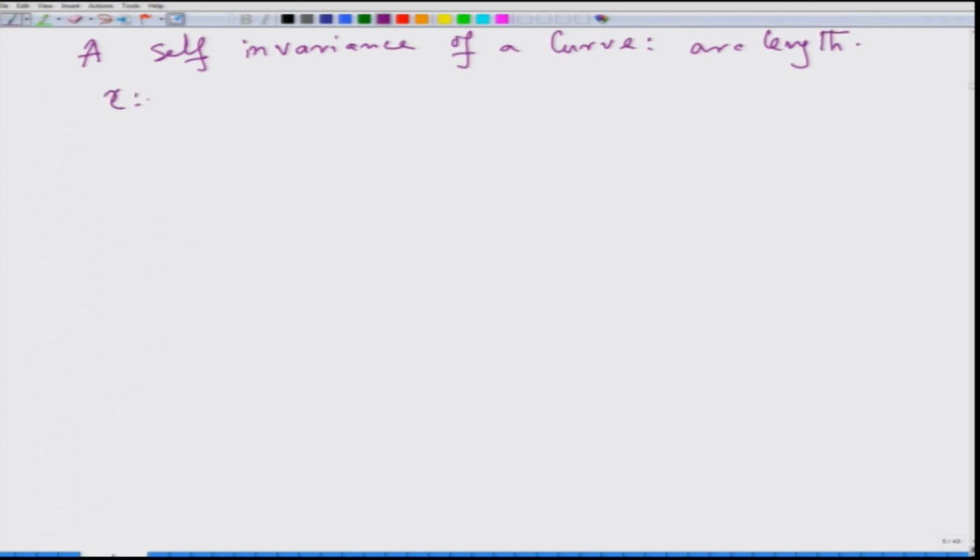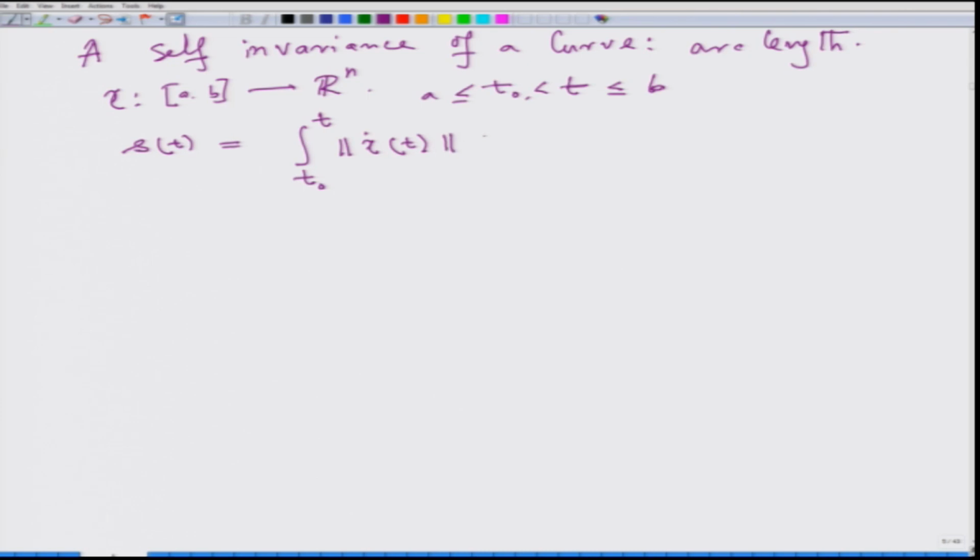So, I have a curve gamma, let us say from [a, b] to R^n. Remember, n is always 2 or 3. I have 2 points t naught, let us say less than t, then arc length S(t) is defined to be the integral from t naught to t this way. What does it mean?